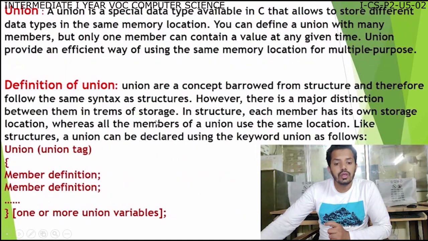A union always starts with the union keyword, followed by the union tag name, then the variables, and starts with the curly bracket. Then come the member elements of the union, which we can also call member definitions 1, 2, and so on up to n, ending with the curly bracket. And one or more union variables can be assigned, just like in a structure.